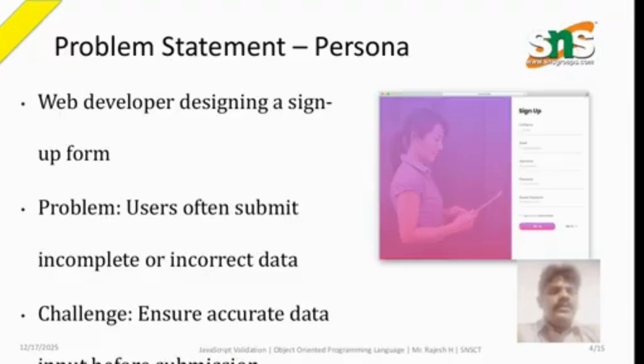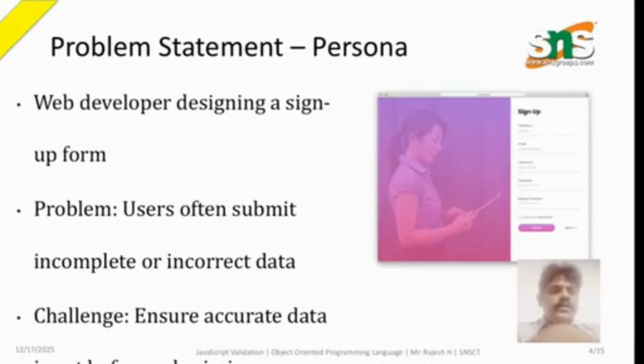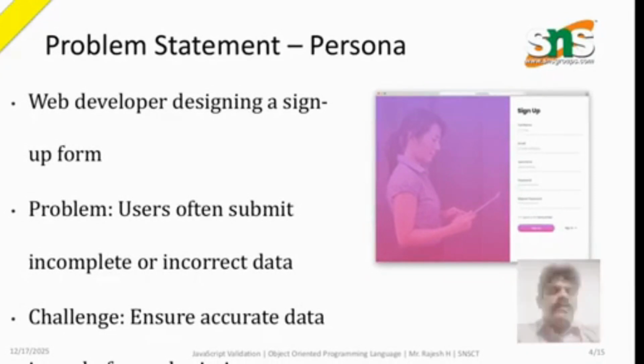So let us take the problem statement of a situation where a web developer is designing a sign up form, and how the sign up can be validated. Users often click the submit button without properly filling the form, or they may give incorrect information or a wrong syntax of information. So here the challenge is to ensure the accuracy of the data the user is giving.